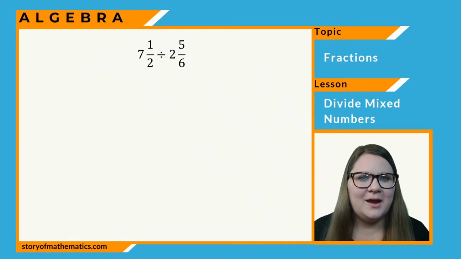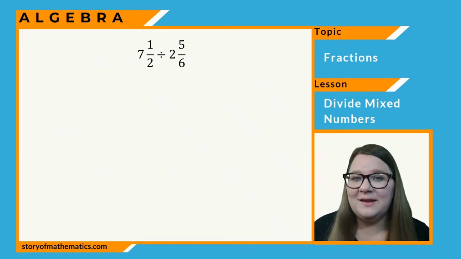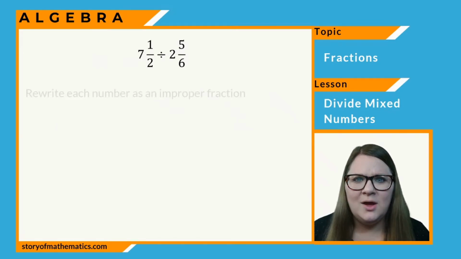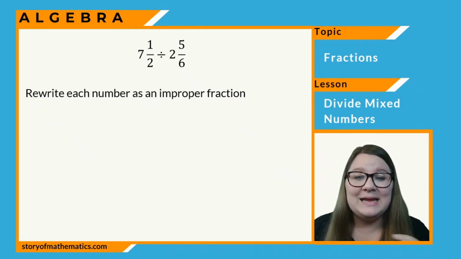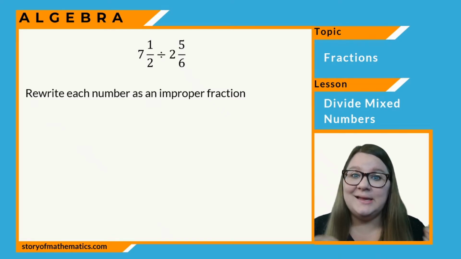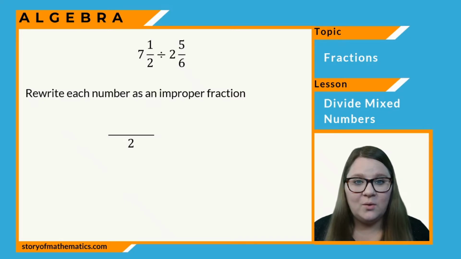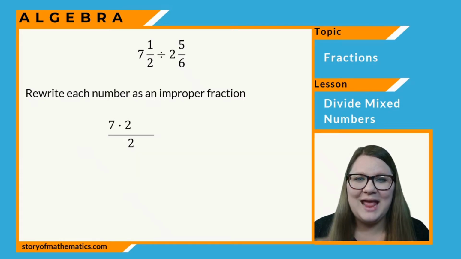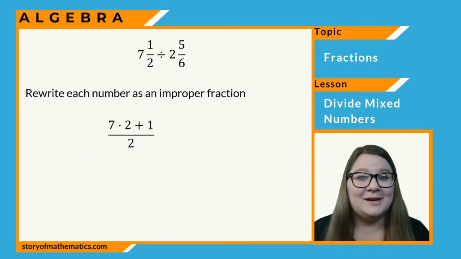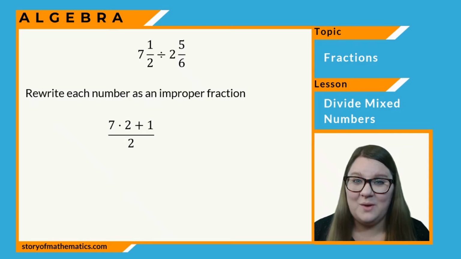So let's try our first problem. 7 and 1/2 divided by 2 and 5/6. We're going to start by rewriting each of these fractions as an improper fraction. So 7 and 1/2, the denominator is a 2, so we keep that. Then we're going to take that whole number 7 and multiply it by the denominator 2, and then add the numerator that was already there, 1. So my new numerator is 7 times 2 plus 1.